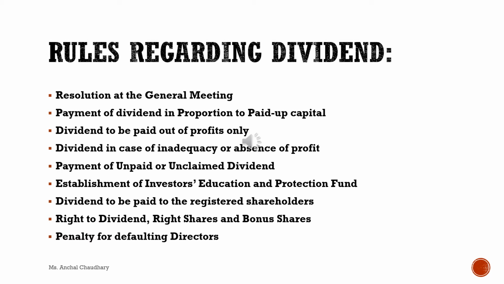Next is penalty for defaulting directors. After the dividend has been declared, it shall be paid within 30 days. Please note down this point: it should be paid within 30 days from the date of declaration of that dividend to each and every shareholder who is entitled to the payment of dividend. In case of default, every director is punishable with simple imprisonment up to 7 days and with an appropriate fine.